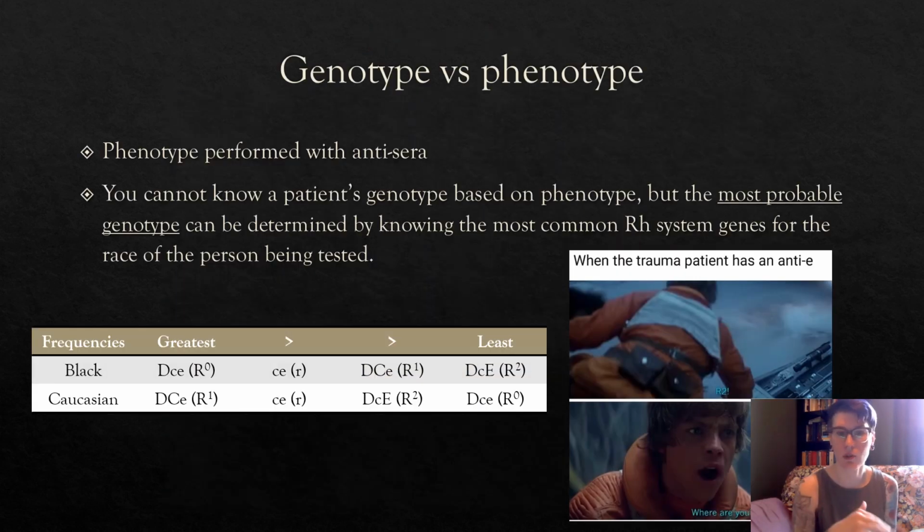So again, to go over genotype versus phenotype. Phenotype is when you are actually testing with antisera, typing the patient or donor's cells. You cannot know the genotype with certainty based on the phenotype, but we can use that frequency data to guess what the haplotype present is.